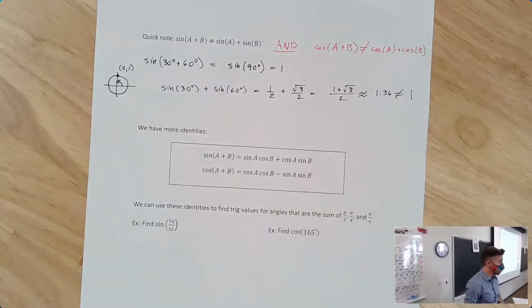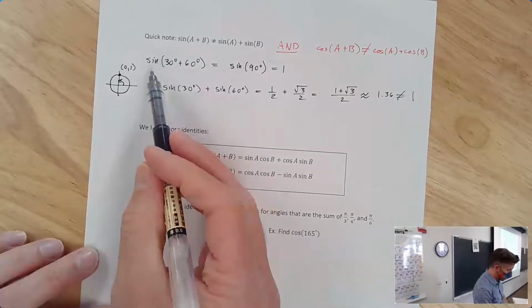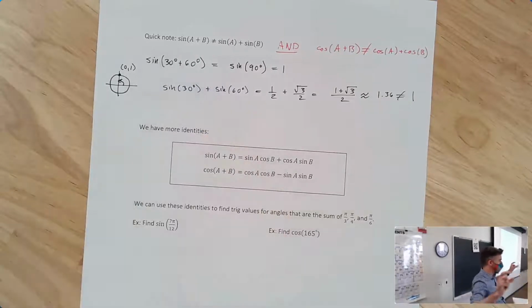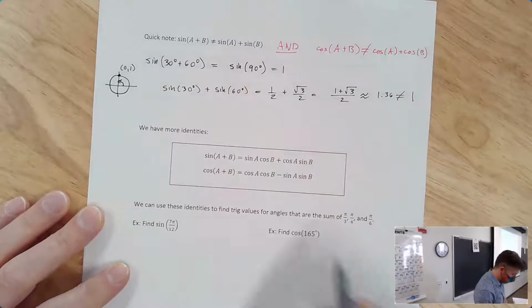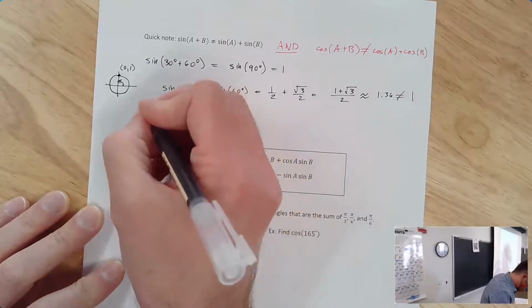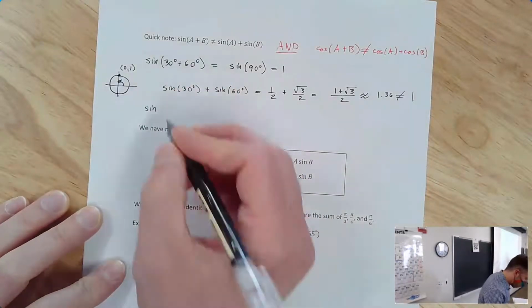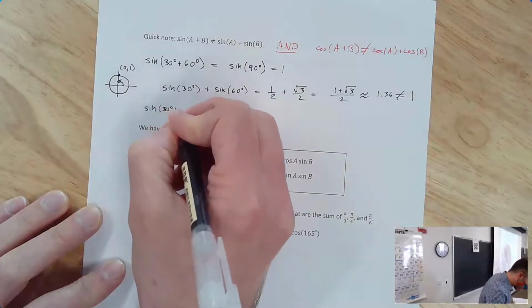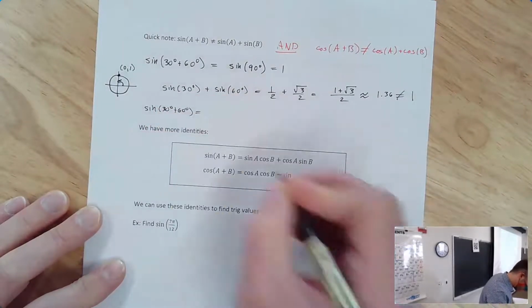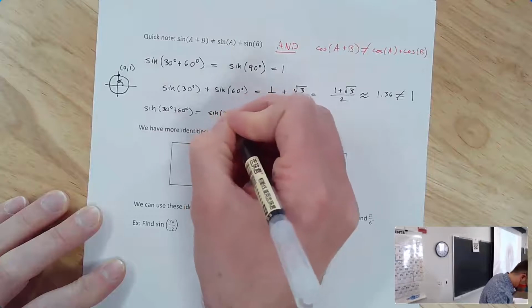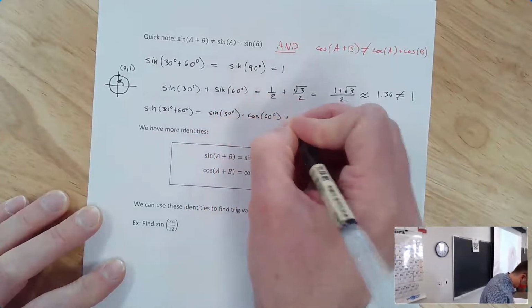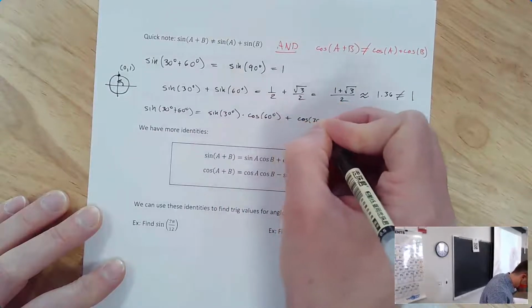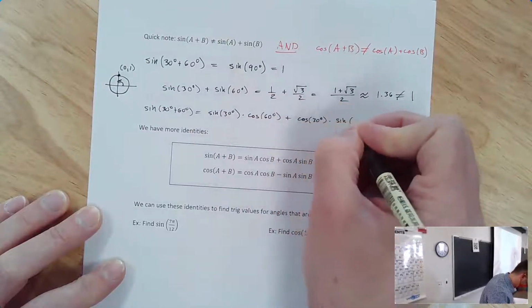So I really, really want to emphasize, when you're taking sine of an angle plus another angle, you can't just break it up into sine of the first angle plus sine of the second angle. On the other hand, here is the formula that's actually true, which I'm going to show you here. Sine of 30 degrees plus 60 degrees is sine of 30 degrees times cosine of 60 degrees plus cosine of 30 degrees times sine of 60 degrees.